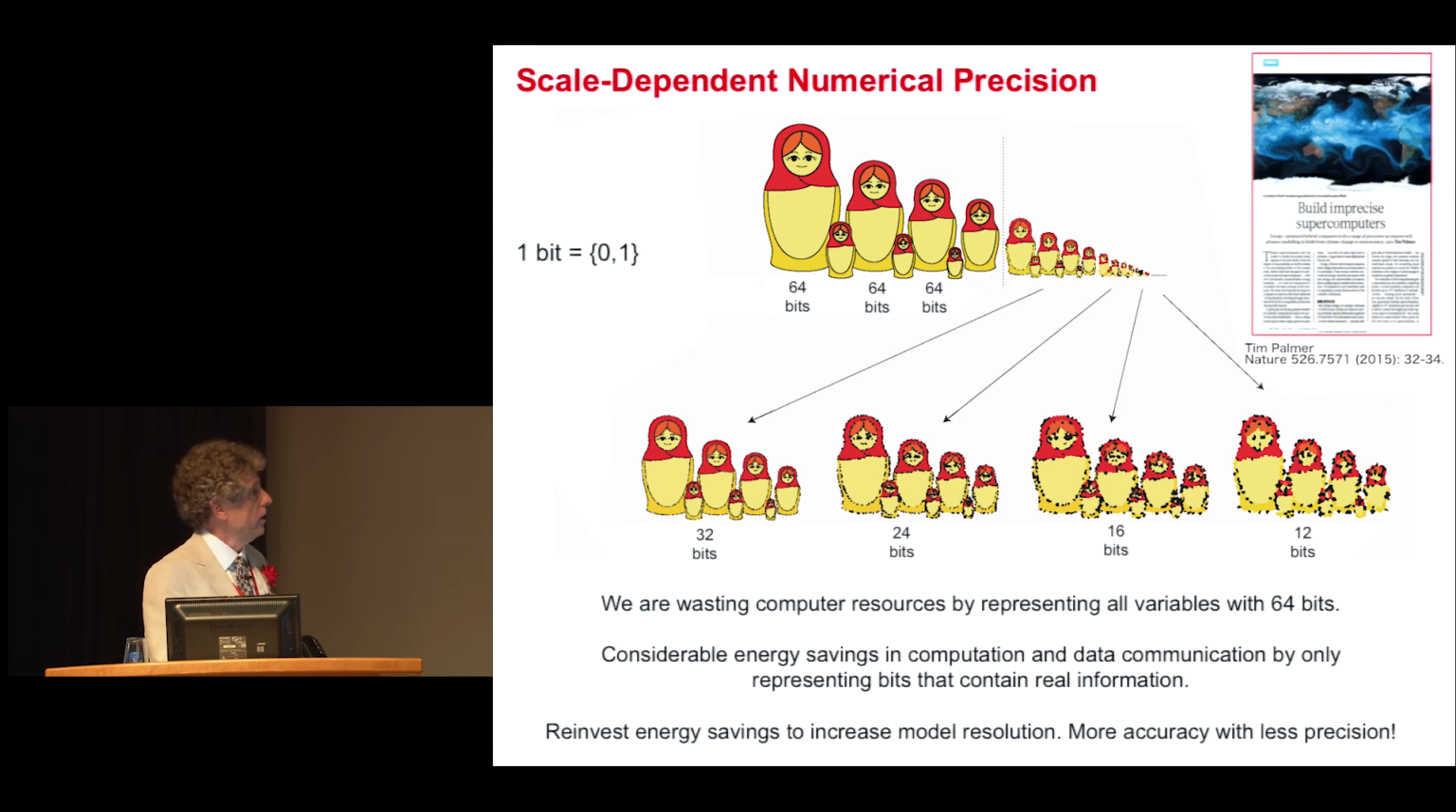What we're looking at, and it's been motivated by the fact that the parameterizations are now stochastic, they have some randomness in them, is whether we can reduce significantly the precision of these variables, as we go to smaller and smaller scales. So we're currently wasting computer resources representing all variables by 64 bits, and there are considerable energy savings to be had by only representing the bits that contain real information. So our research is trying to quantify, as a function of scale, how many real bits of information there are. And the plan is then to reinvest the savings in energy to increase model resolution.